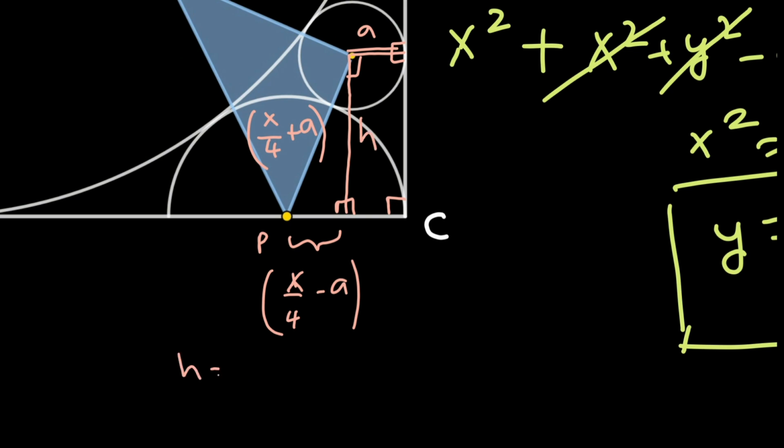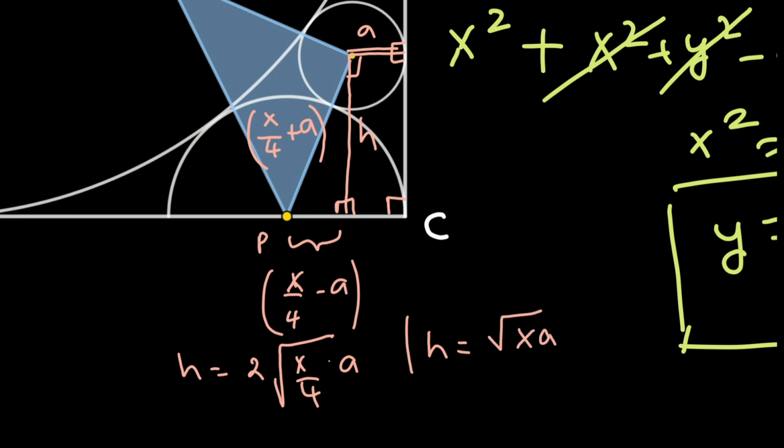So when you apply the Pythagoras theorem in this right angle triangle, the value of height, that is h, would be equal to 2 times the square root of (x upon 4) into a. And if we further simplify this, the value of h will turn out to be the square root of x times a. Keep this equation as it is and let it be equation number 1. Okay. Now look carefully, we have utilized 2 facts related to the position of this circle.